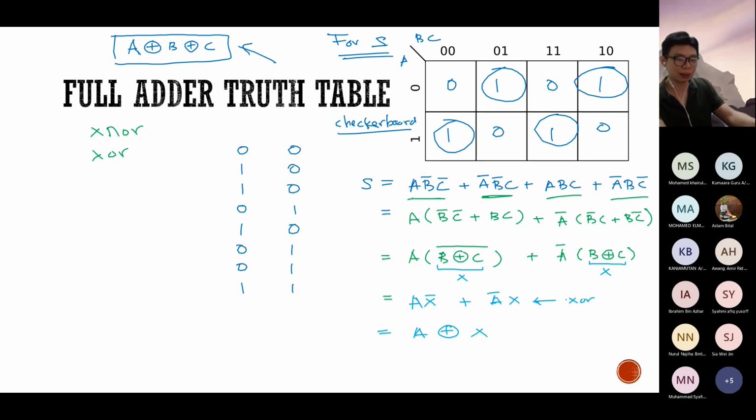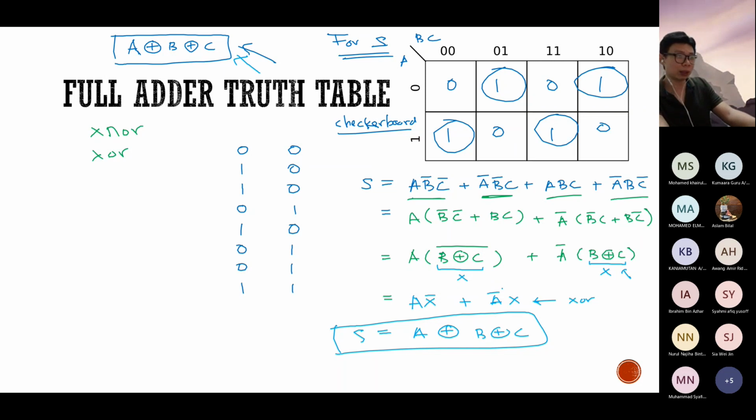And remember what is X? X was this. And I can replace this X with that. So it would be XOR C. Okay. So this is the proof that this checkerboard pattern actually is this. This is how we get this. Okay. So there is some work over here to prove it.